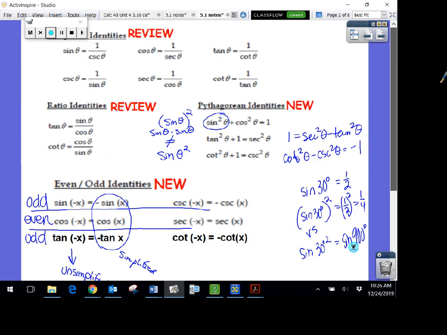So those are the ones we're going to talk about today. Reciprocal, ratio, Pythagorean and even odd, those are the new ones that you haven't seen before. These you're going to just keep using over and over again.